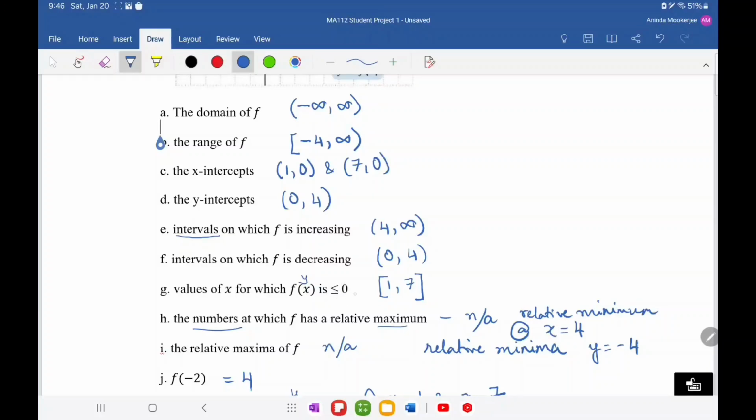All right, so 0 is included. It's inclusive. Therefore, we surround the interval 1 comma 7 with square brackets. I just wanted to correct that before I go to the next question.